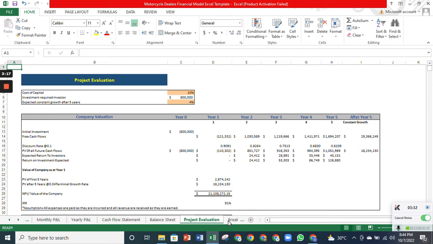Project evaluation. The project evaluation gives you an estimate of how much your business is worth. And we have used the discounted cash flow method where we calculate the net present value of the company based on the free cash flows.